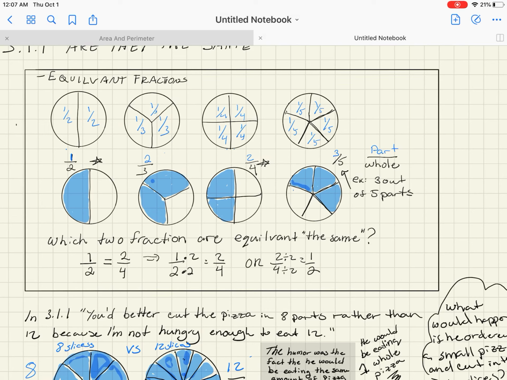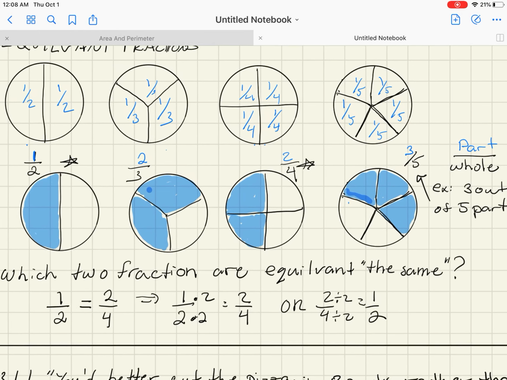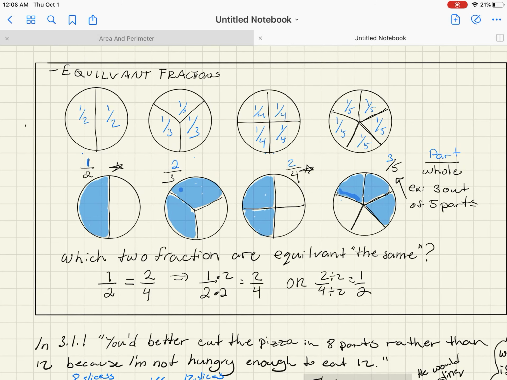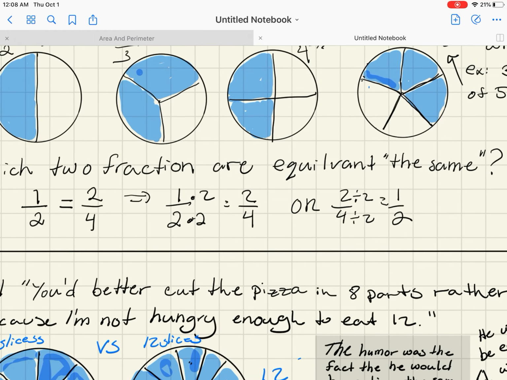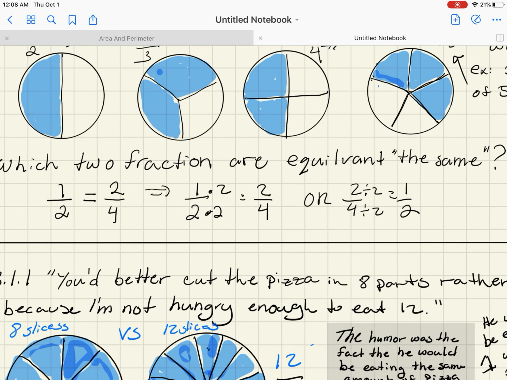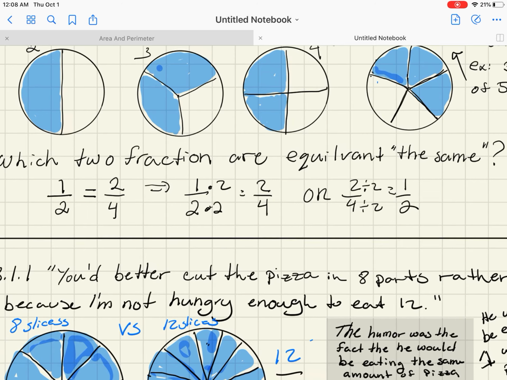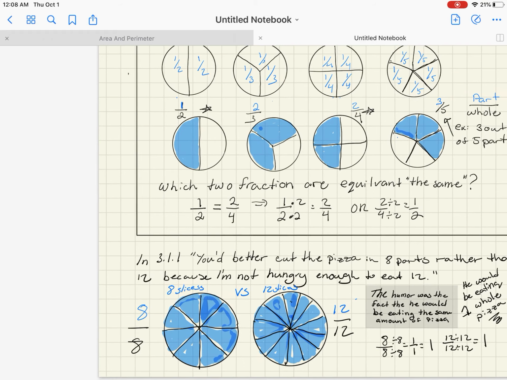And the question is, which two of these fractions here are equivalent? You have 4 choices. And visually, you can see that 1/2 and 2/4 are equal to each other. And the question is, mathematically, how do I get there? I know that 1/2 has to equal 2/4, because that's what I see visually. So then I'm going to use my rule of multiplying top and bottom by the same number, which is 2. And that gave me my 2/4. And I could also use division to do the same thing.